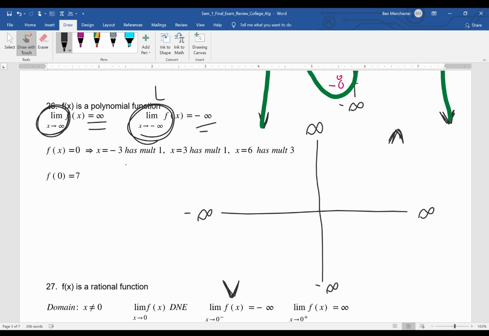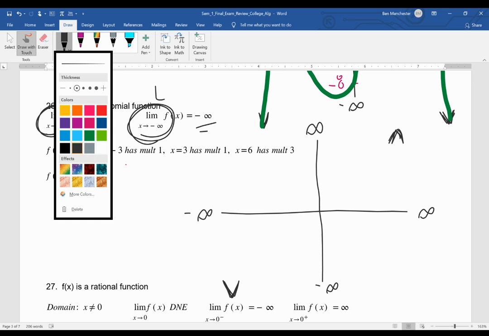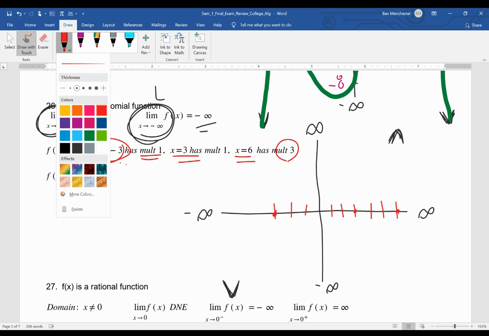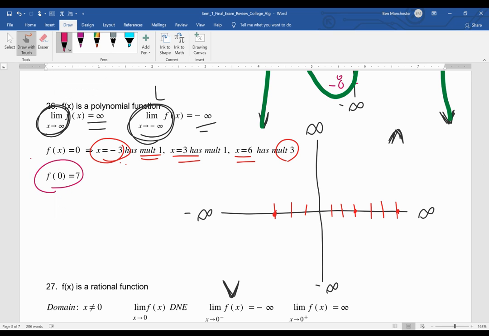So third quadrant, it's down. First quadrant, it's up. So it crosses here, it looks like, at negative 3, with a multiplicity of 1. Positive 3 has a multiplicity of 1. And positive 6 has a multiplicity of 3. So once again, it's going to cross flat-wise. And then it crosses the y-axis at 7. So we'll put 7 right there.